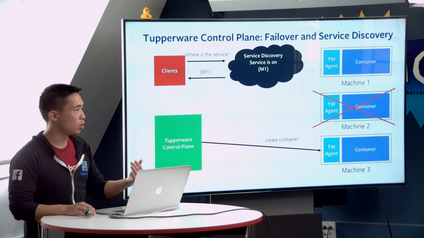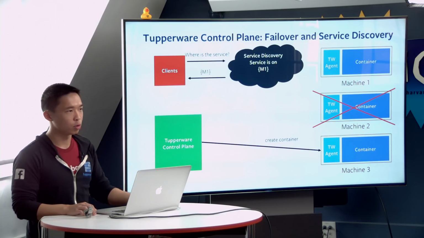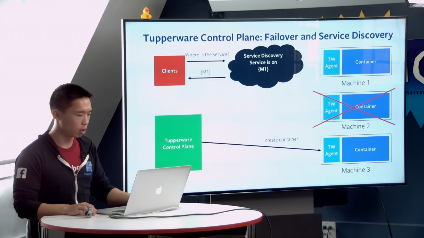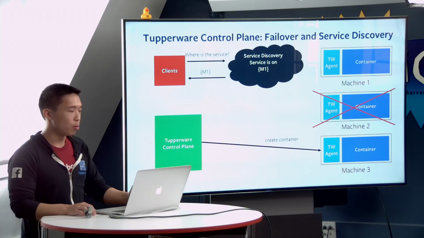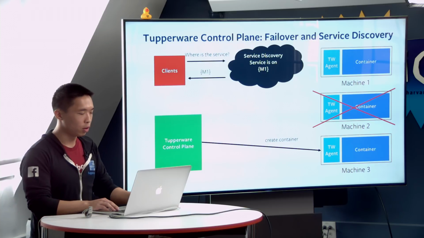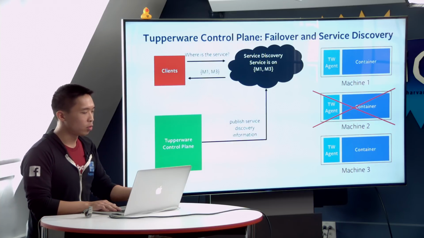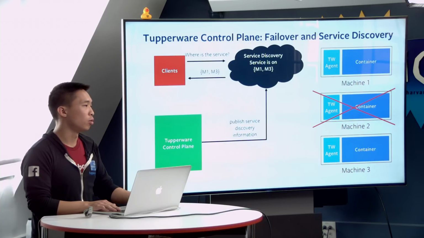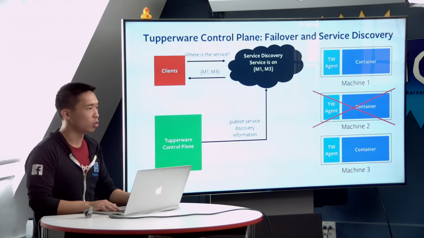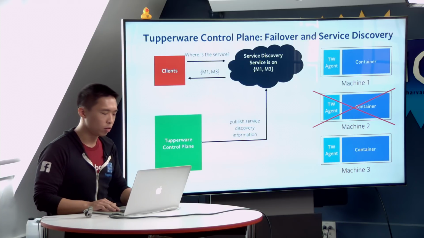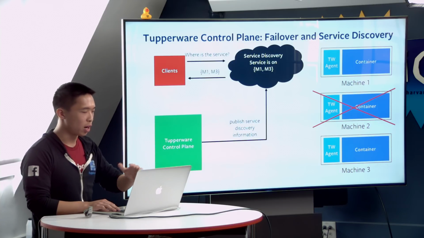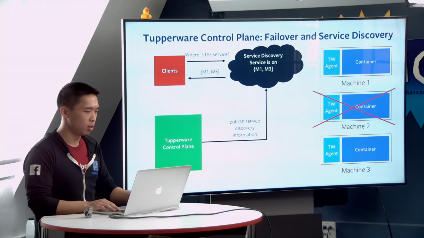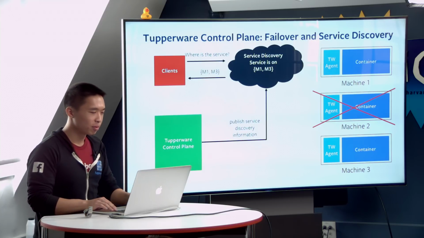Meanwhile, it sees that machine 3 has available resources to create another copy of my service. It will create a container on machine 3. And once the container on machine 3 is healthy, it will update the service discovery system to let clients know you can send traffic to machine 3 now as well. So this is how a failover and service discovery are managed by the Tupperware control plane. Let's save questions for the end.